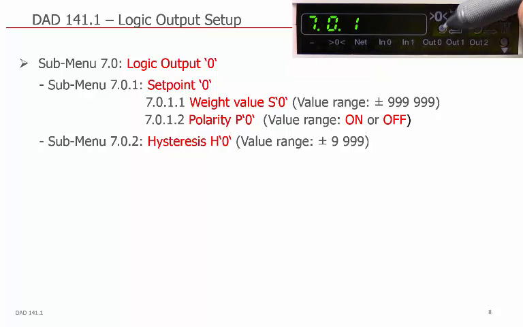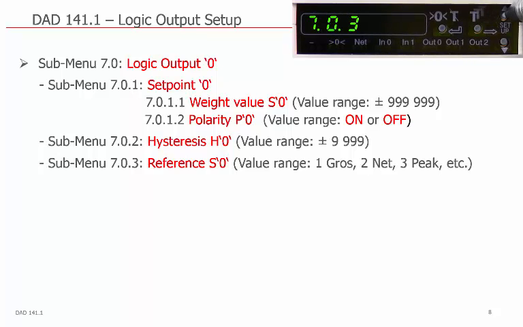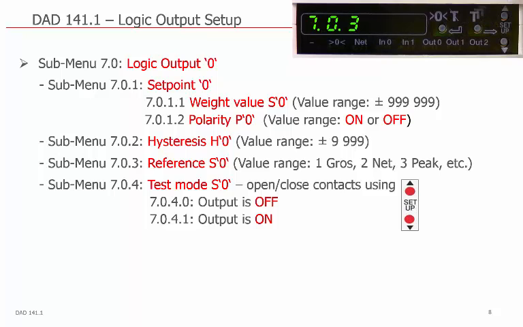Submenu 7.0.2, setup hysteresis for set point 0, value range plus minus 9999. 7.0.3, set reference for set point 0, for example 1 gross, 2 net, 3 peak, etc. 7.0.4, test mode for set point 0, open, close the contacts by using the up and down buttons.